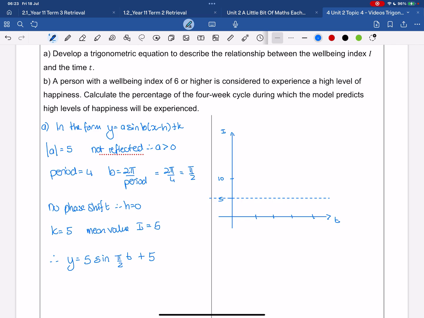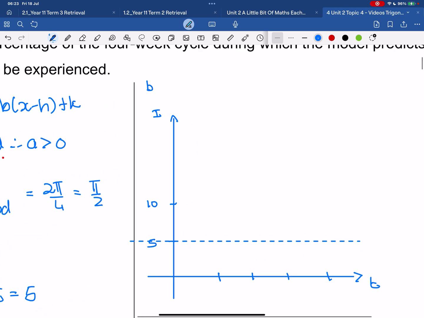Now, this is a tech-active question. So to find those values, what we're going to do is use our calculator in radian mode. You're going to say, using GDC, and you're going to sketch the graph. I've already put the Cartesian plane there, and I'm going to copy it from my calculator. This is what it looks like, and I'm going to put the value of 6 in.